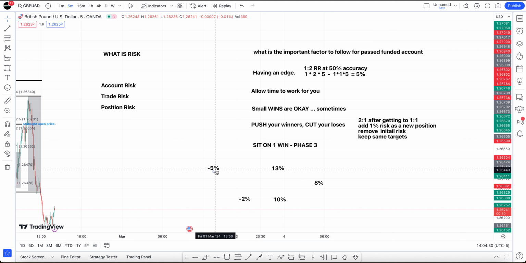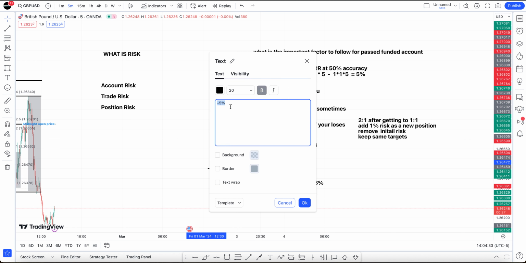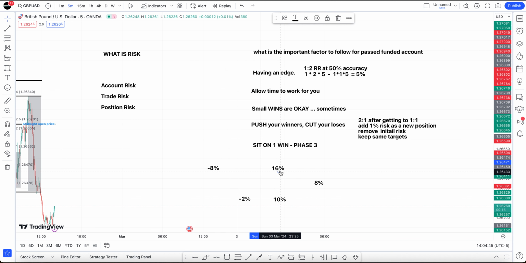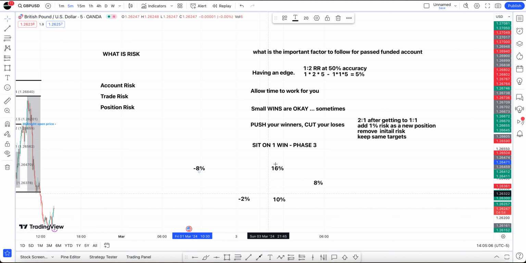If let's say you lost 8%, that would mean you need to make 16% to hit the target. 16%, 100% more. That difference is 100% just because you lost 8%. So you need to now double the amount of profit you make. So small wins are okay. Sometimes if you're hitting big losing streaks, take a small win, it's fine. Get yourself back, compose yourself, and then push into your winners, cut your losses.